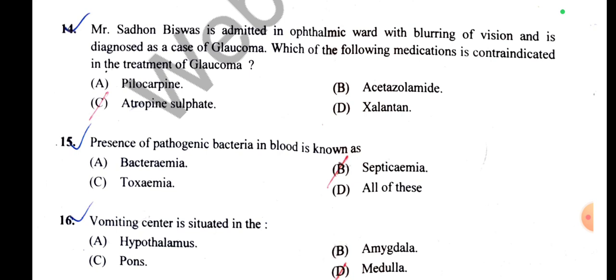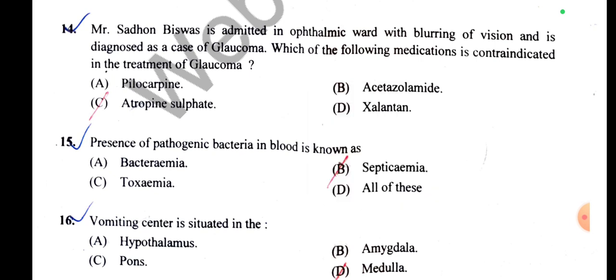Acetazolamide is diuretic medication that treats swelling caused by heart disease, and acetazolamide can also treat seizures, glaucoma and prevent symptoms of altitude sickness. And Xalatan is used in the treatment of high intraocular pressure in people with open angle glaucoma.